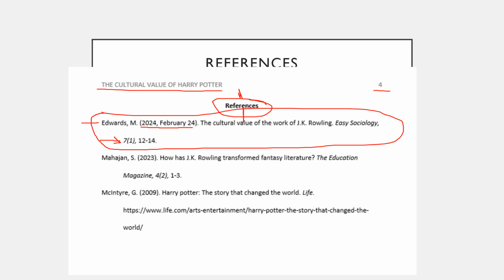Number two, the way I know that it's a journal is this is italicized. This is the name of the journal, Easy Sociology. I have a capital here and a capital here with a comma. Then this 7 is also italicized. And I know this is one of those weird nuance things. It's italicized, but this 1 with the parentheses is not. I know it doesn't really show well on this PowerPoint, but it's not supposed to be italicized.